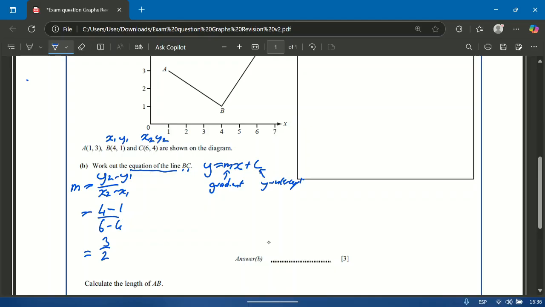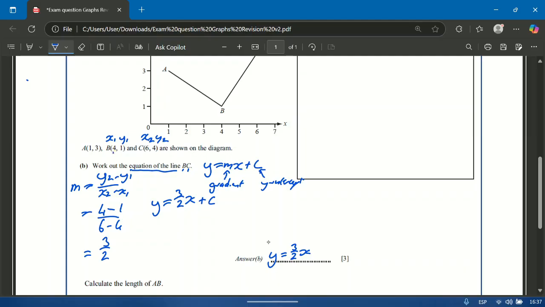Alright, and that's got it. So now we can write down y equals 3/2 x. Got the gradient. But we still need the y-intercept, so let's do that. Let's say y equals 3/2 x plus c, where c is what we have to find.